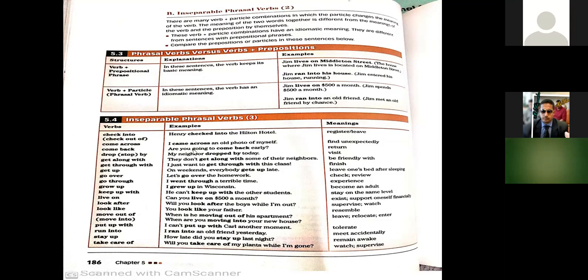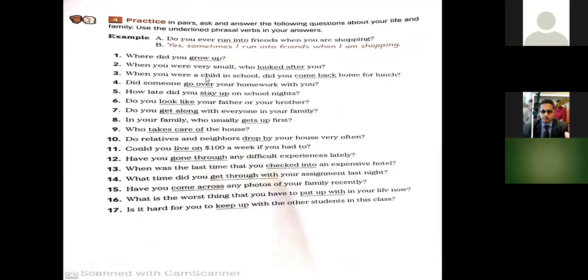What can we do with this lesson? As we can see together, we have many verbs with their meanings. You are required to memorize these verbs and study them well. We will know when we start to answer the exercises. The first one, exercise 4, or practice 4.